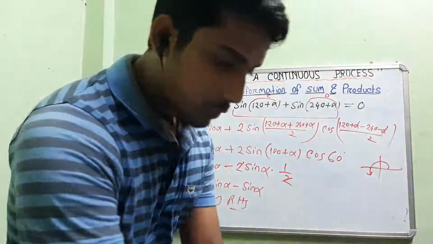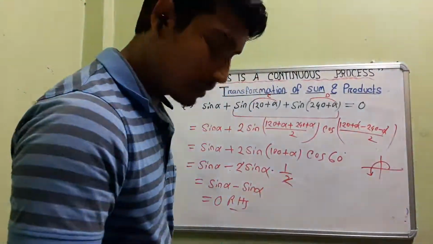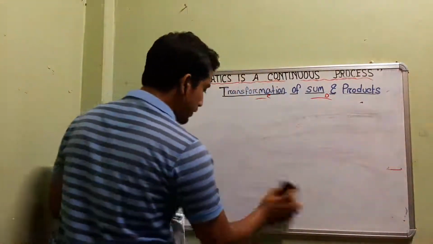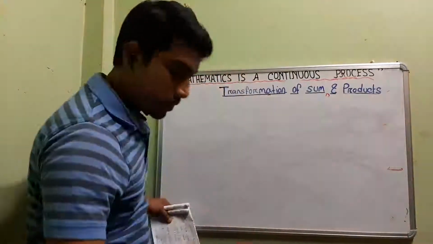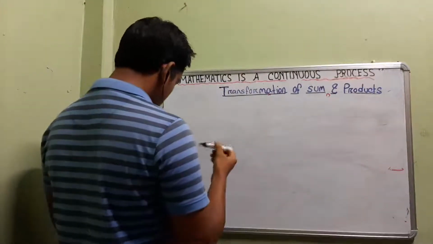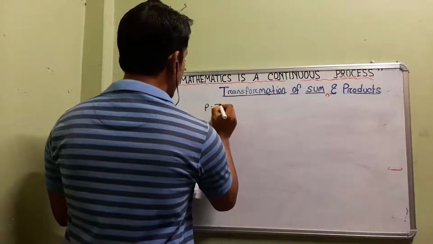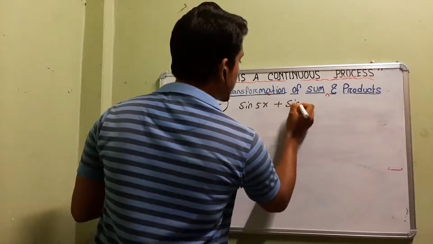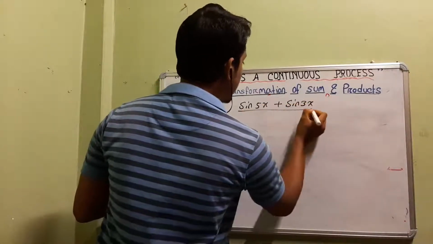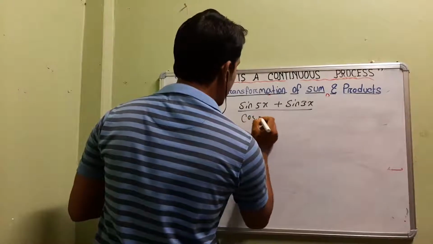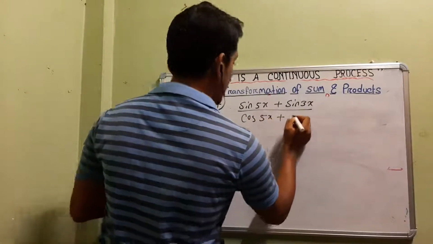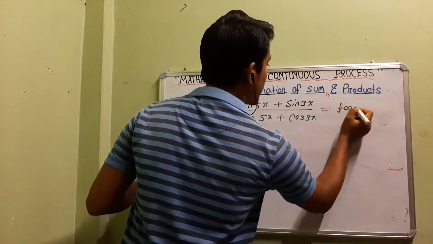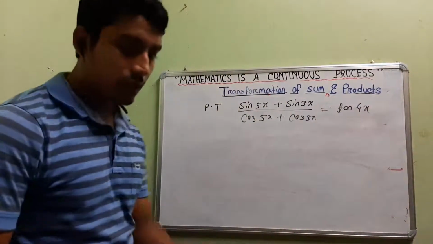So the next problem, let me take. This problem which I am taking now will be your home assignment. You try to do it at home, you will be able to do that one, no problem. So the question is, prove that sin 5x plus sin 3x, the whole divided by cos 5x plus cos 3x, equals tan 4x. Very easy problem, just use the formulas.